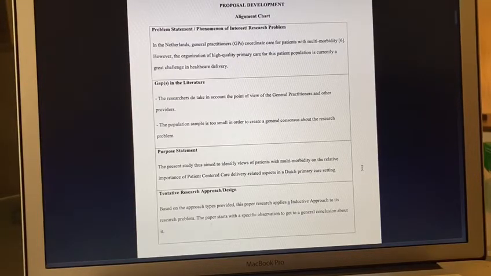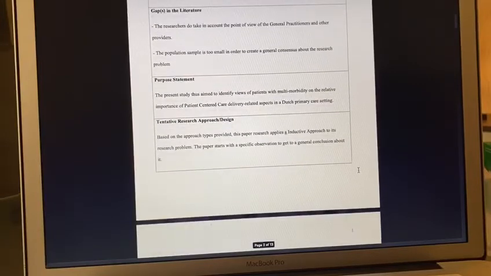Tentative research. The tentative research is based on the approach type provided. This paper applied an inductive approach to its research problem. The paper starts with a specific observation to reach a general conclusion about it.